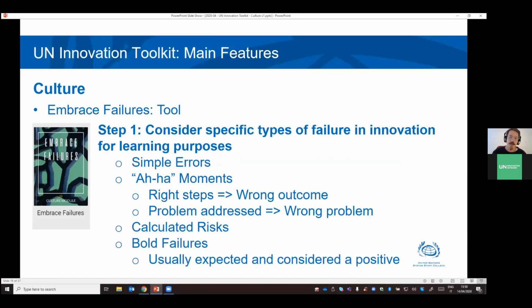To look at step 1, we need to consider the specific types of failure in innovation for learning purposes. So we need to think about what types of failure there are. Now there's an infographic coming up in the next slide, but the types of failure that are outlined in this tool are firstly, simple errors. I think we've all been victims of those. We've all done those in the past. We have what's called aha moments. Now these aha moments are where we've implemented an innovative activity whereby the steps were right, but the outcome was not what we had expected.